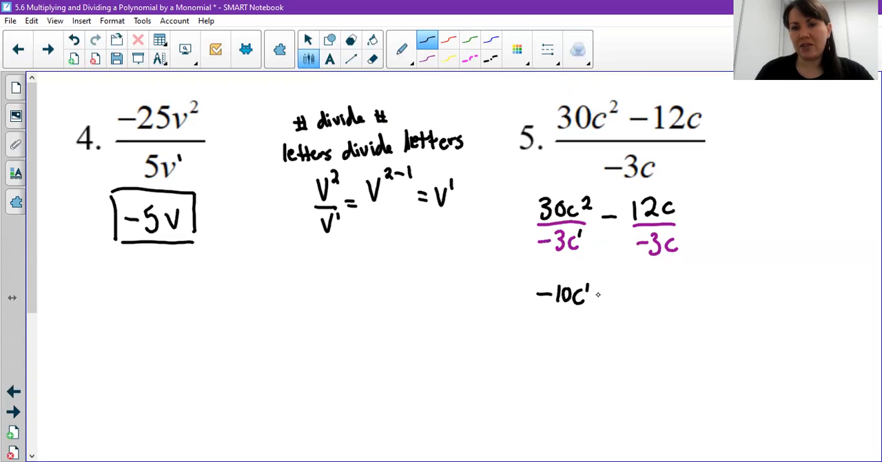-12 divided by -3 is a positive 4. C divided by C. So if I have 1 take away 1, I get C to the power of 0. Now you could write that, but anything to the power of 0 is just 1. So this is actually usually written as just 4, because it would be 4 times 1, which is just 4.